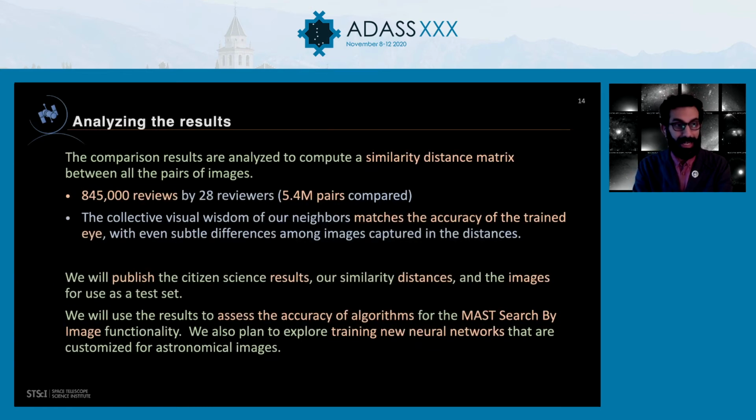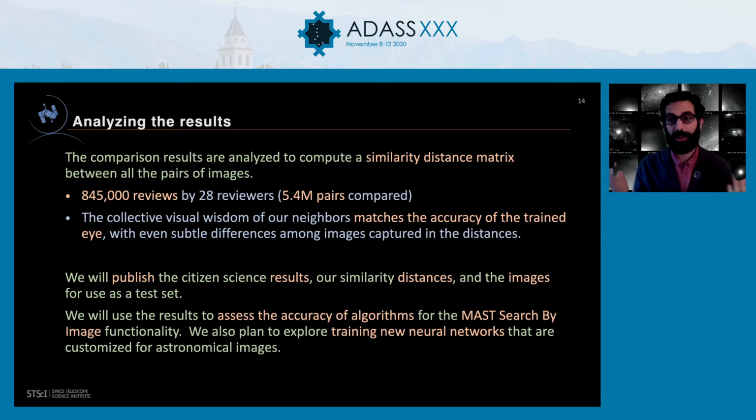So we did almost 1 million reviews of 5.4 million pairs. That allowed us to build up a similarity distance matrix between all pairs, so a 2100 by 2100 matrix. We can use that to construct groups and to construct dendrograms, and also to try to figure out the closest pair, and basically make a hierarchy of pairs between every single one. There's some fun ways one can work with these data.